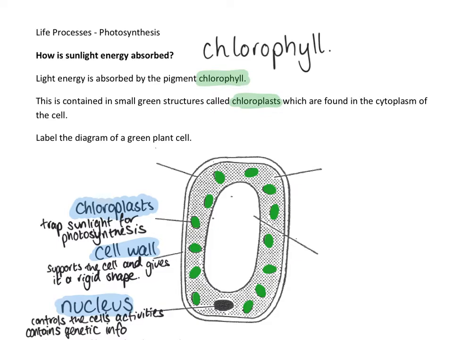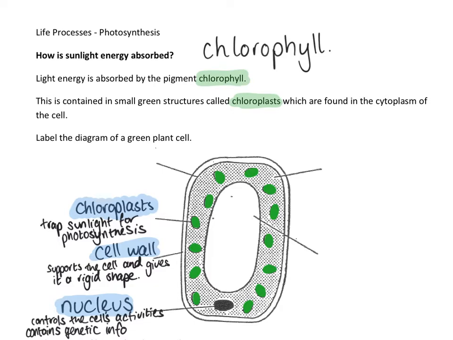So a leaf cell will be packed full of chloroplasts. We sometimes call leaf cells palisade cells. Those are specialised cells that are specialised for trapping sunlight, and that's because they are packed full of chloroplasts, so they can absorb as much sunlight as possible. So you tend to see those types of cells on the top surface of a leaf, the surface of the leaf that's going to absorb the most sunlight because it's the most exposed to sunlight. So on the top surface of the leaf, you'll have these palisade or leaf cells that will be packed full of chloroplasts to trap as much sunlight for photosynthesis.